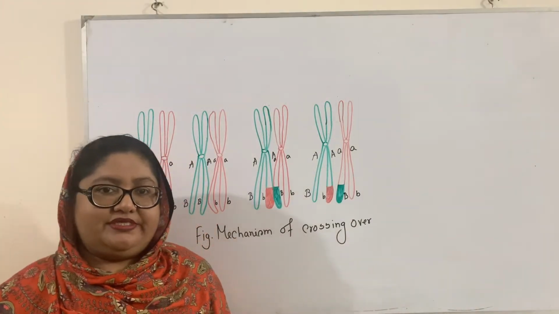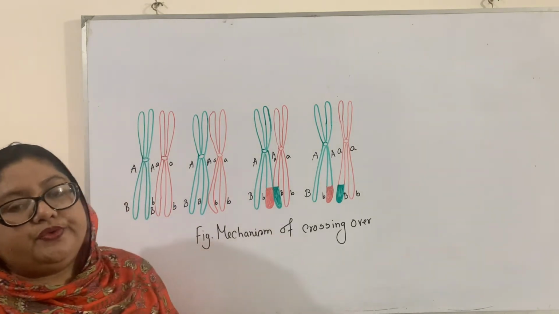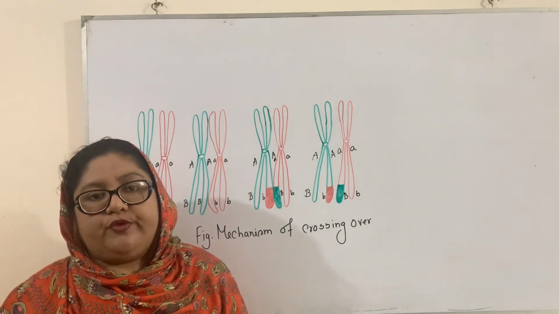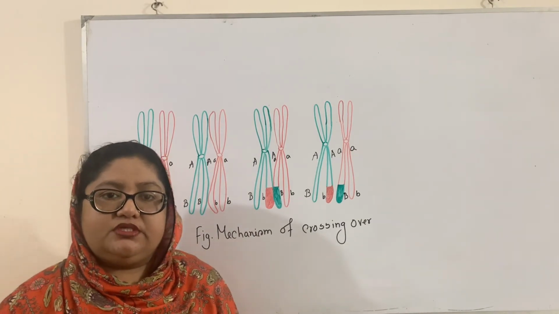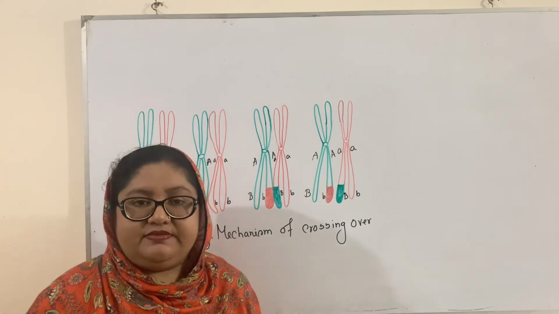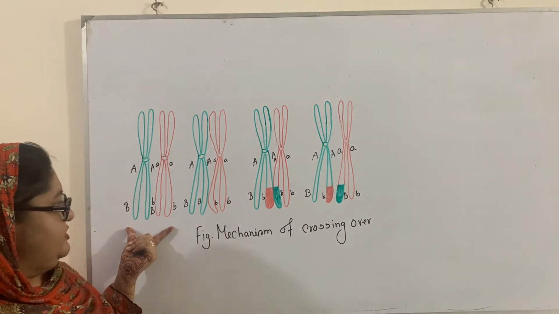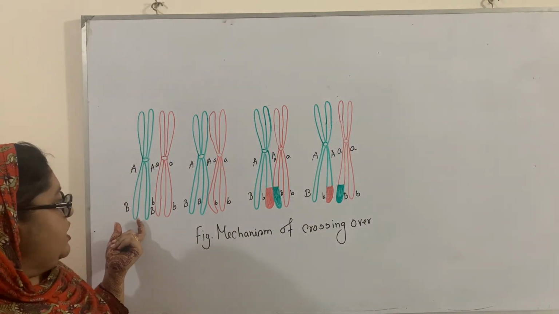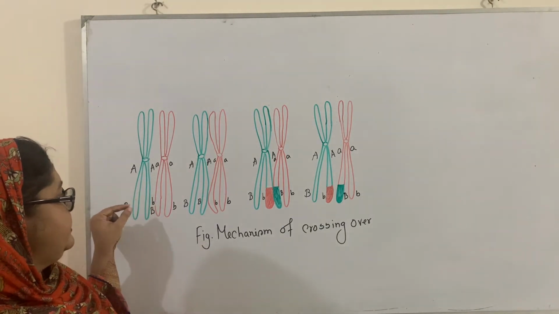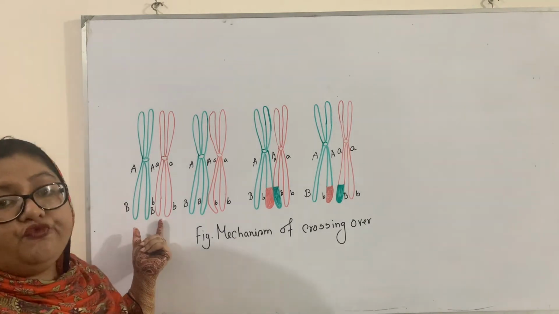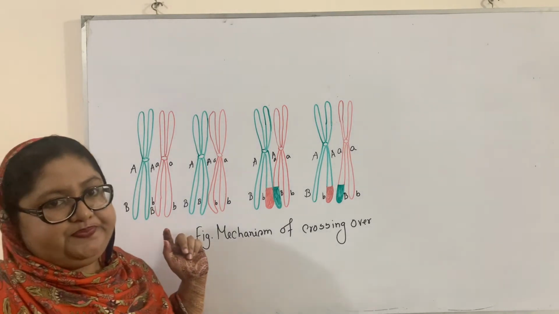Now the last topic, the mechanism of crossing over. You know, during zygotene stage of prophase 1 of meiosis 1 cell division, the homologous chromosomes form pairs, which is known as synapsis, and each pair is known as a bivalent. So this is the bivalent. In case of pachytene stage, each of the chromosomes divides and forms 1, 2, 3, 4 chromatids in each bivalent, and these are known as tetrad.